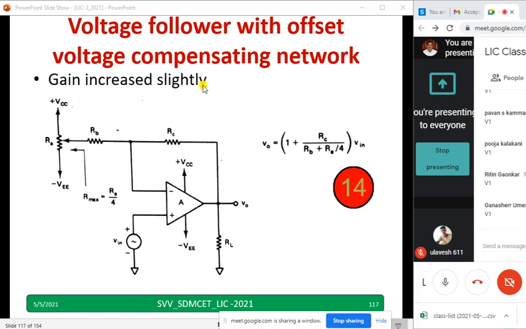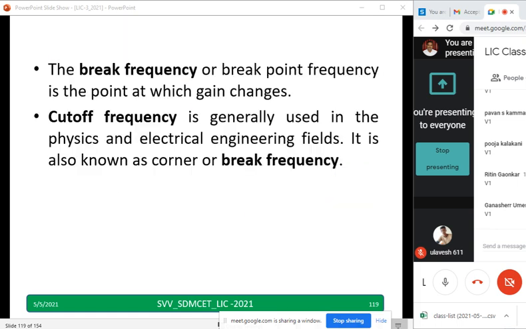When I connect the compensating network, gain will be disturbed. So that is one point which you have to remember. Note down the gain equation, circuit diagram, cutoff frequency. What is a break frequency? A break frequency is a point at which gain changes, or sometimes we call that a cutoff frequency also. Both are the same.